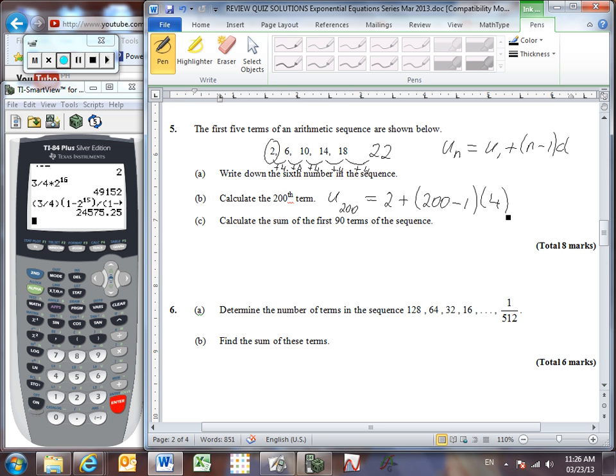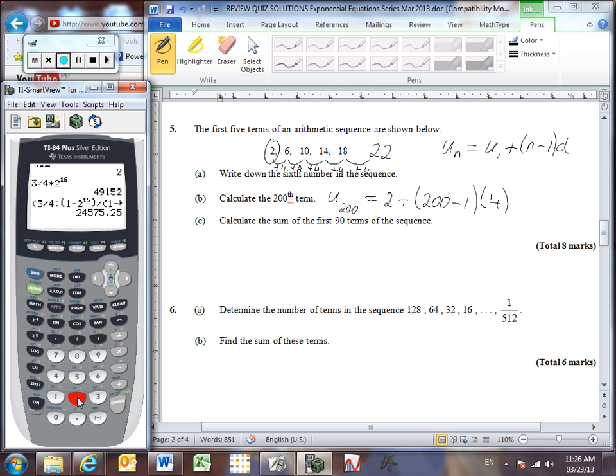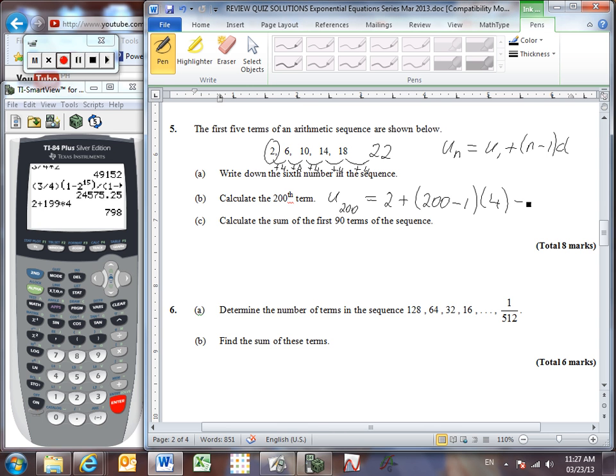It does say to calculate, so I guess we need to figure out what we get: 2 plus 199 times 4. I didn't bother using parentheses because I know that my multiplication is going to happen first. That's exactly what should occur. And I get 798.